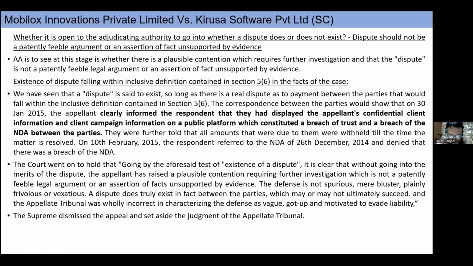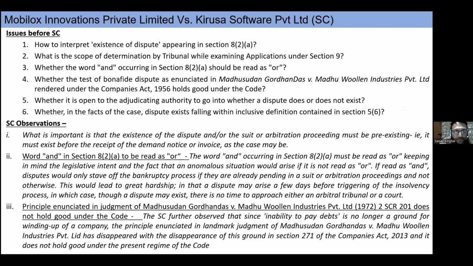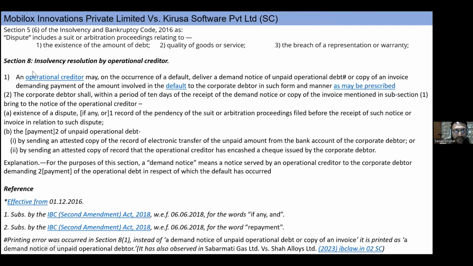The crux of the case is Section 5, subsection 6, the definition of dispute, which has been further clarified by the Supreme Court, that it is an inclusive definition. And second is the existence of dispute. Basically, at that time, there was a word. If you see Section 8, subsection 2, there was the phrase "existence of dispute, if any, and record of pendency". So the Supreme Court clarified that this "and" can be read as "or".